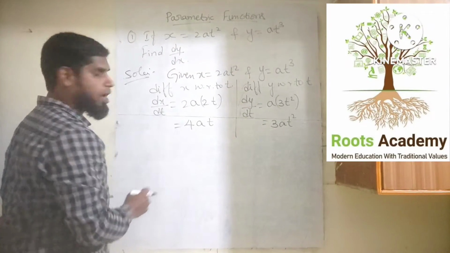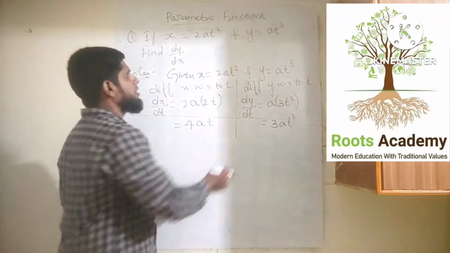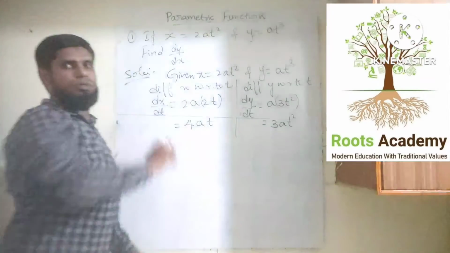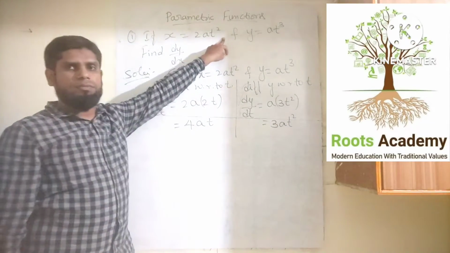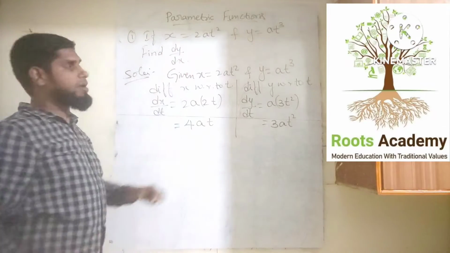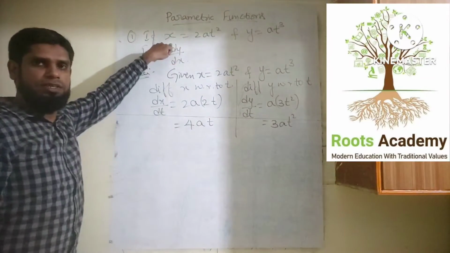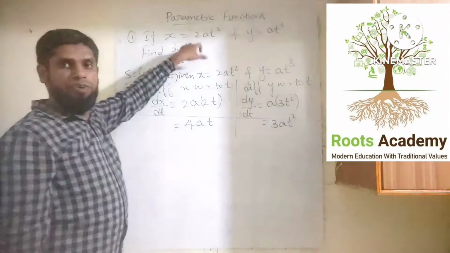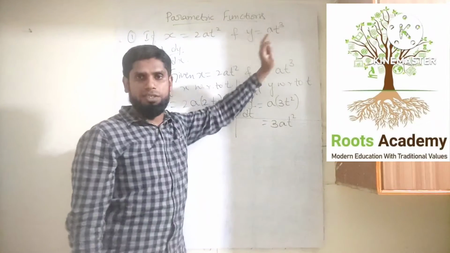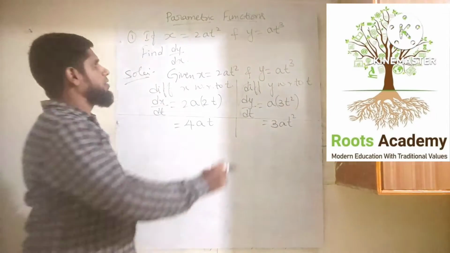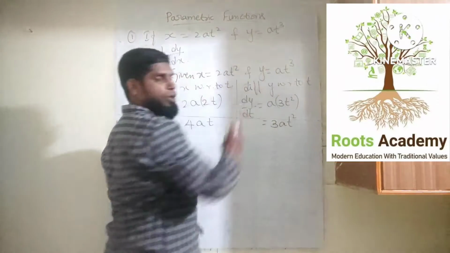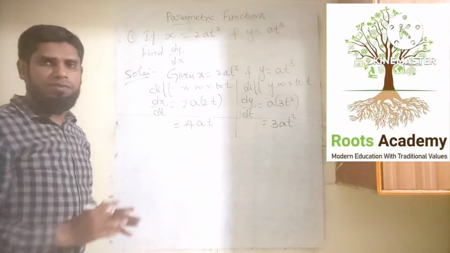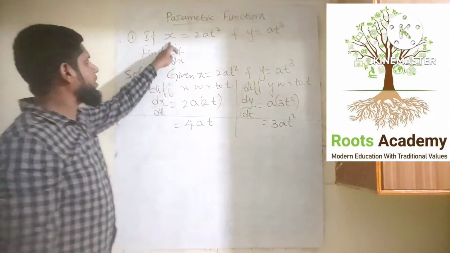So how do we get dy by dx here? We get dy by dx, or instead of dy by dx we can also call it the derivative of this function, that is at cube, with respect to 2at square. That is dy by dx here, because this is the y function and this is the x function. So I am again telling that it is not always necessary that two functions should be specified, x is equal to and y is equal to. You can ask the question like, find the derivative of at cube with respect to 2at square.